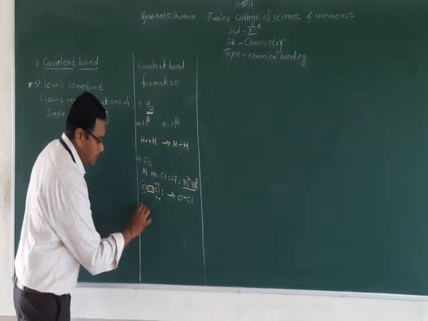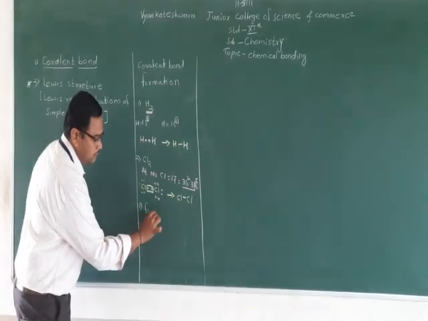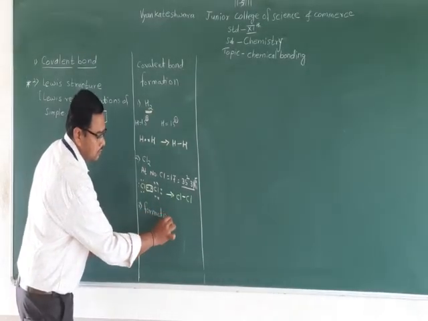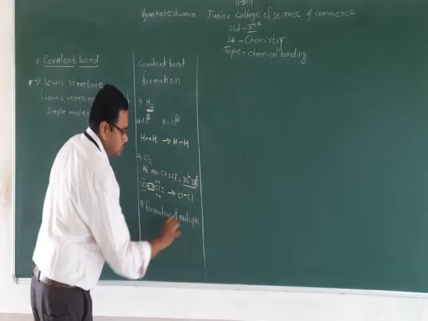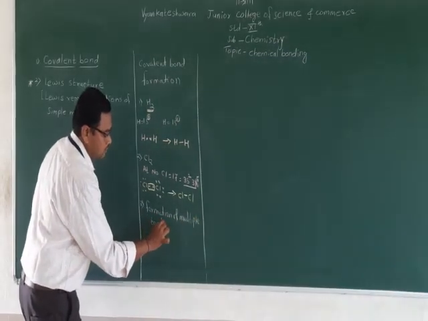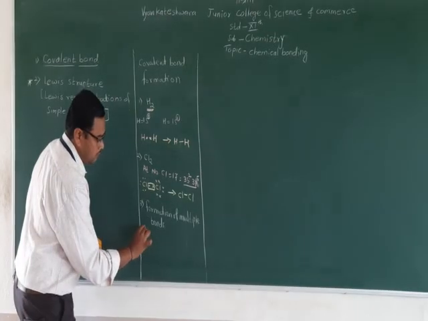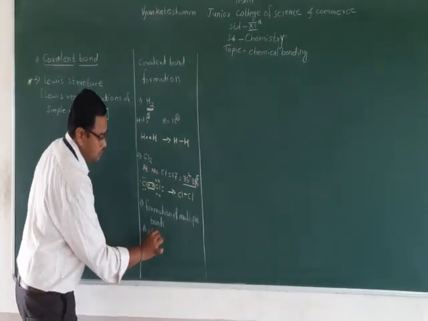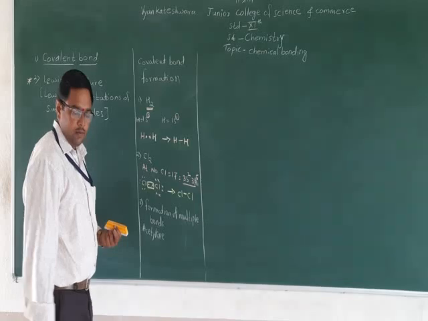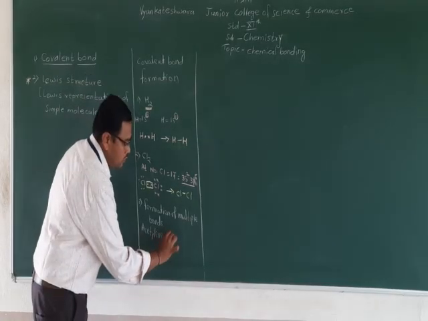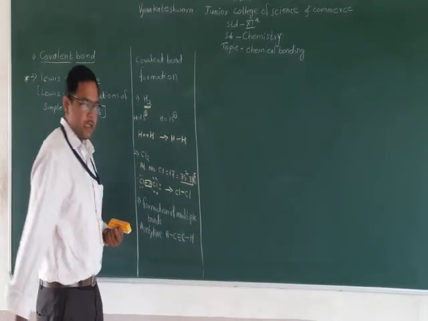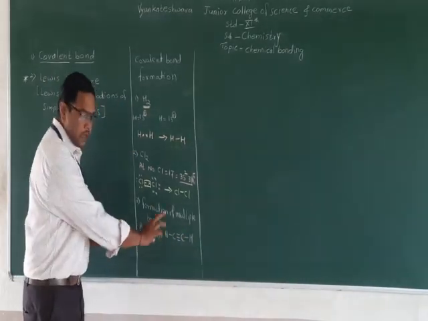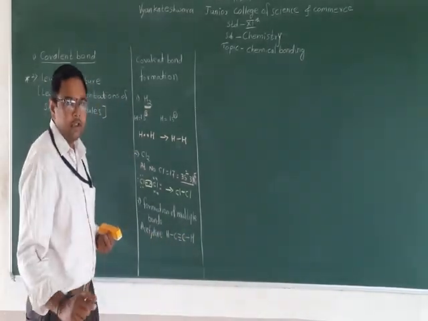This is the third example, formation of multiple bonds. For example, acetylene. The formula of acetylene is H-C triple bond C-H. The name of this compound is ethyne.